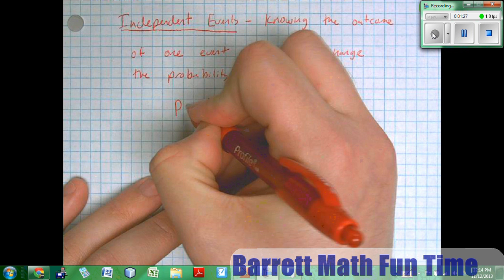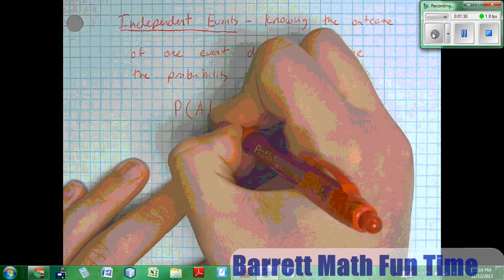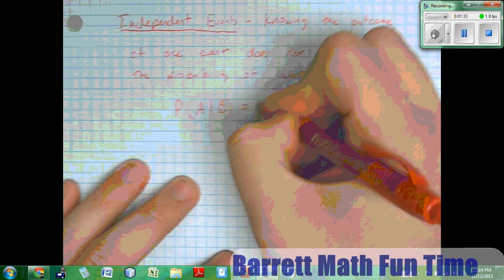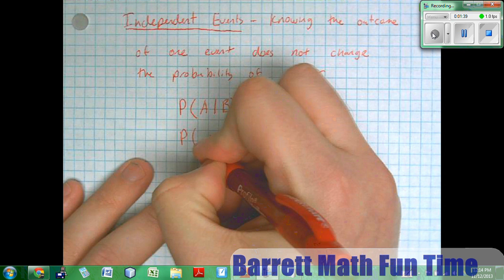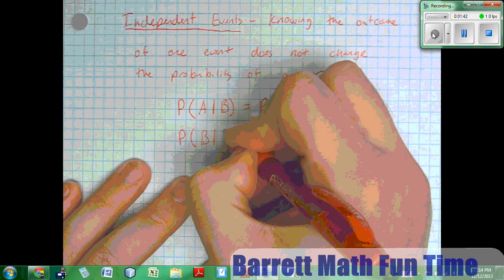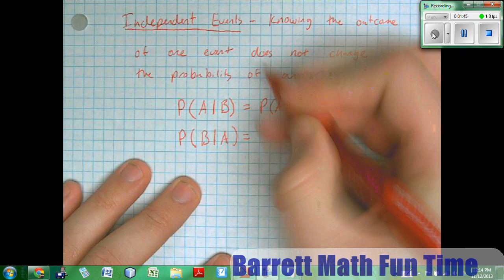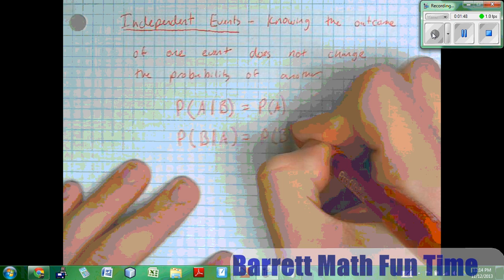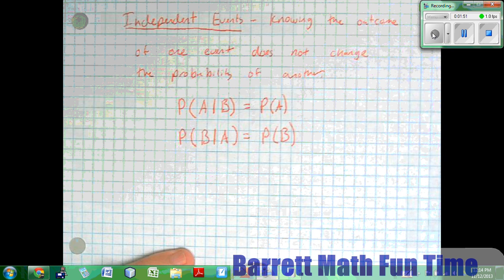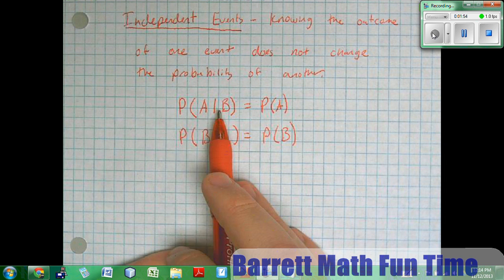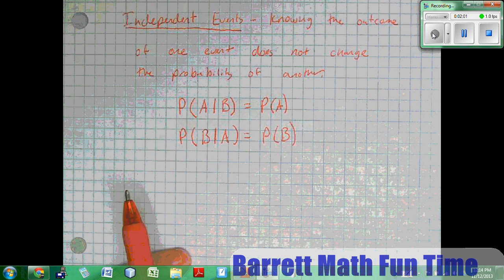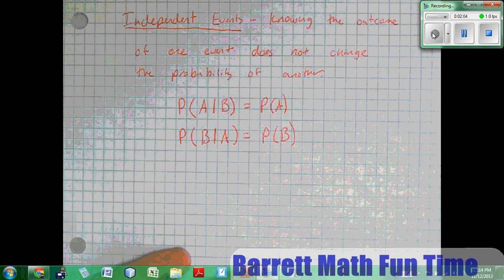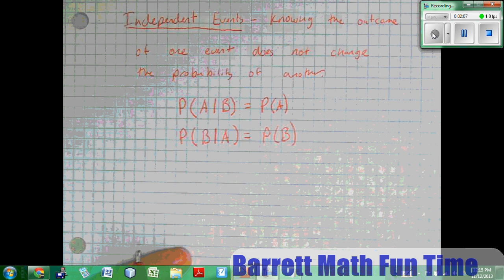The mathematical definition is this. That the probability of A given B is equal to the probability of A. The probability of B given A is equal to the probability of B.